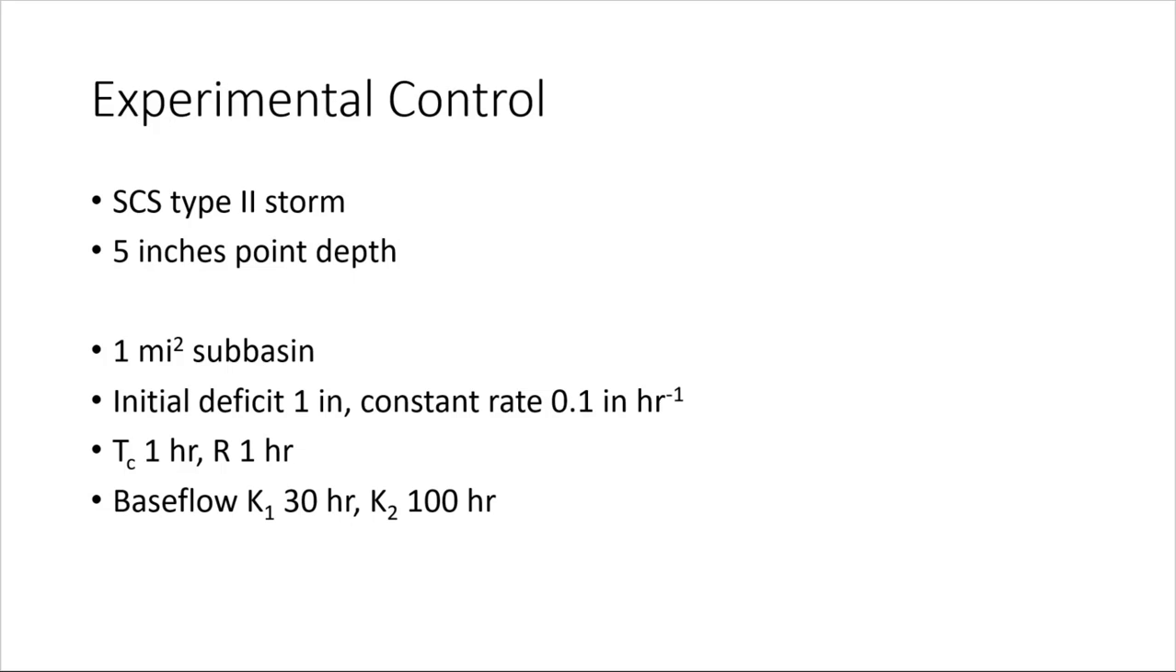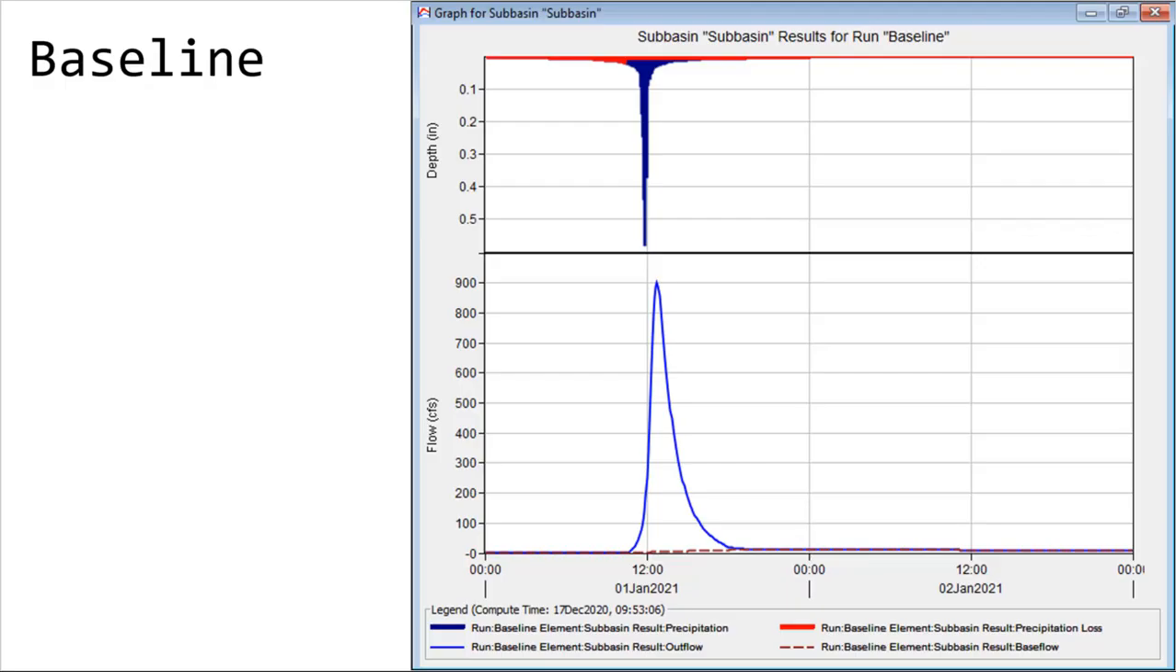The 5-inch point depth ensures that this event will generate direct runoff. The area only affects the magnitude of the results, so we can give it an arbitrary area of 1 square mile. The remainder of the parameters have been selected so that they're easy to alter. Here is the result of running the experimental control.